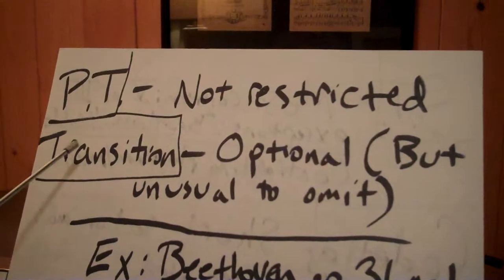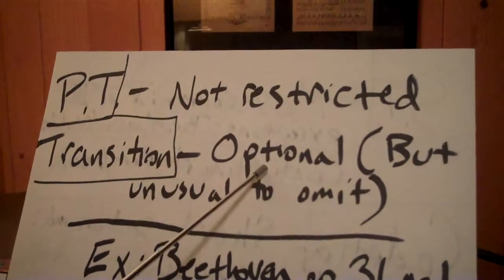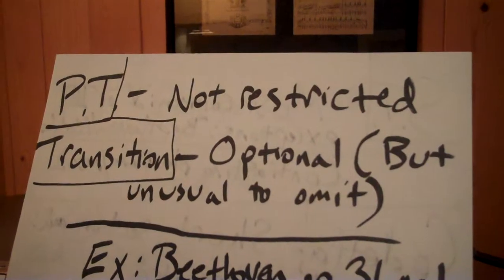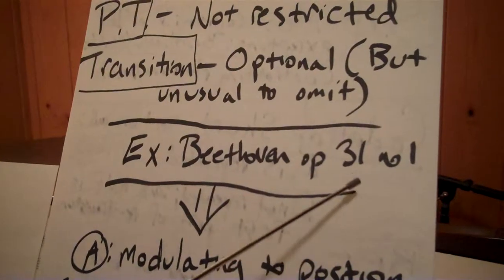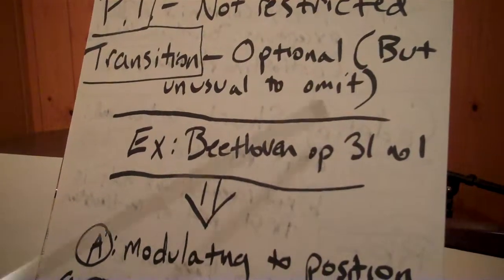After the principal theme, the transition is technically optional, but it's highly unusual to omit because very rarely do the different sections mesh together without the use of some sort of bridge at least. So a good example of an effective transition is Beethoven's Opus 31 No. 1 Movement 2 Sonata. I encourage you to look at it.